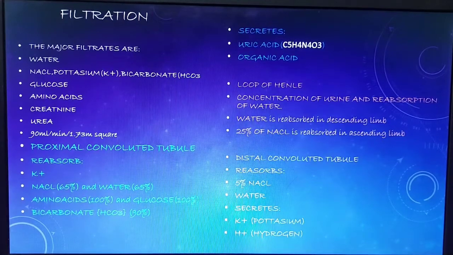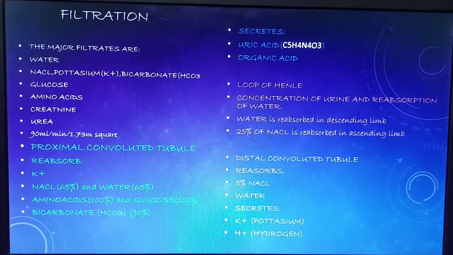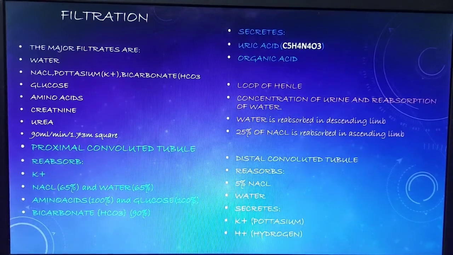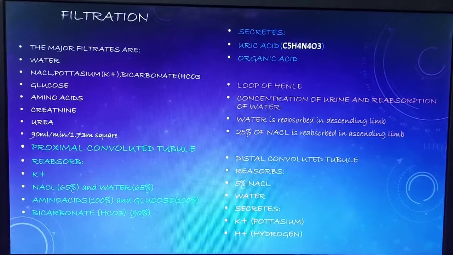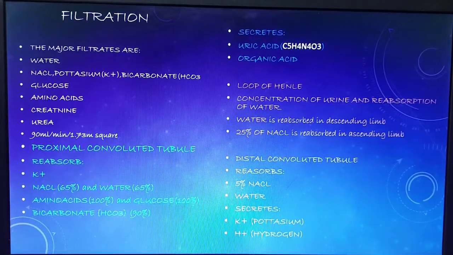Now let us see about the filtration in loop of Henle. Loop of Henle takes care of the concentration of urine and reabsorption of water. Water is reabsorbed in the descending limb and 25% of NaCl, that is sodium chloride, is reabsorbed in the ascending limb. The distal convoluted tubule reabsorbs 5% of NaCl, water, and secretes potassium and hydrogen.